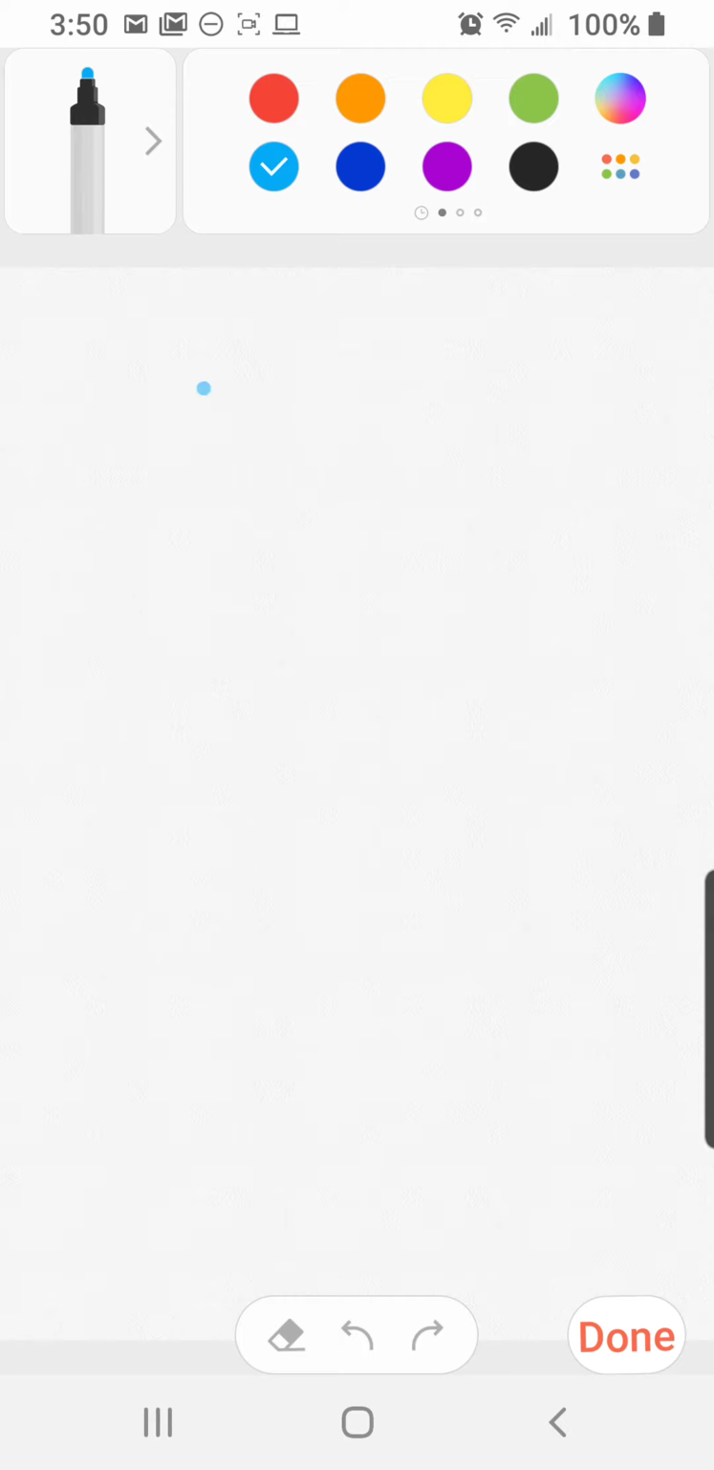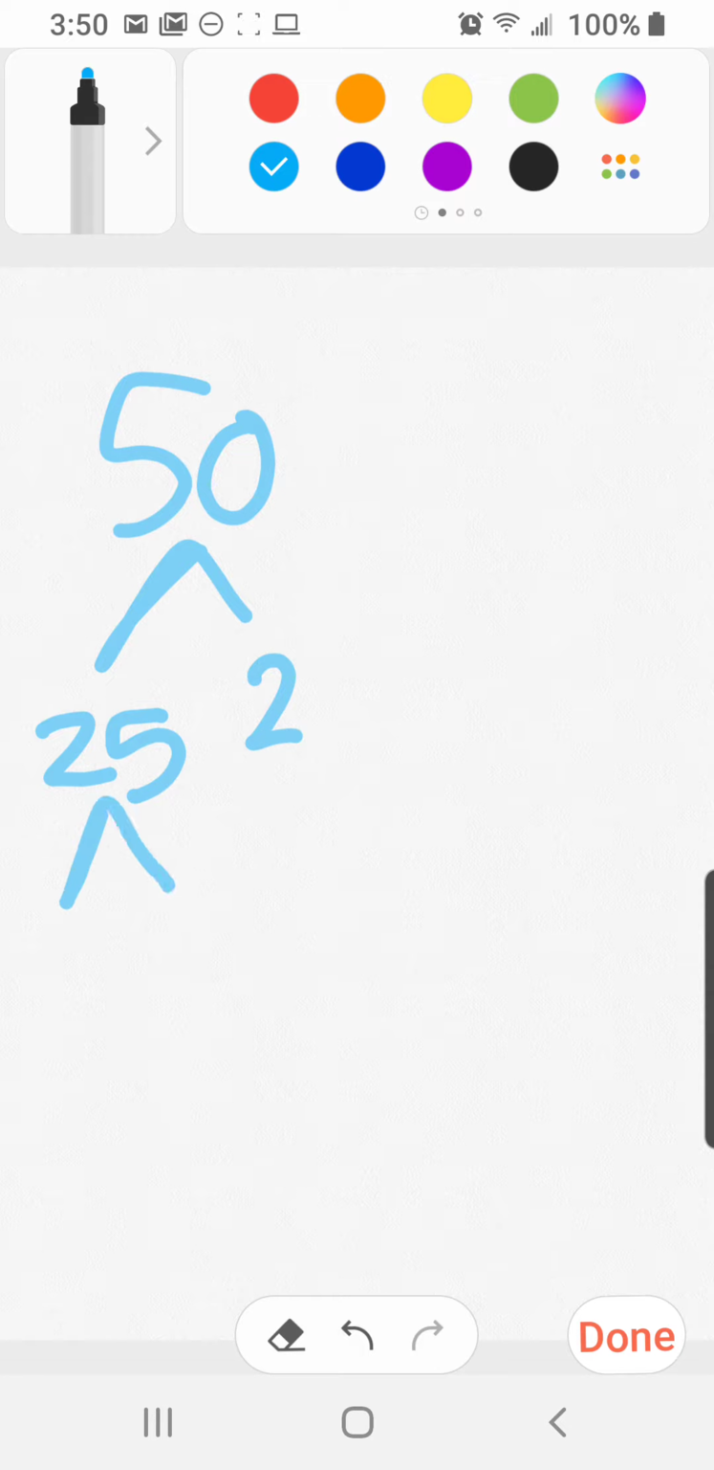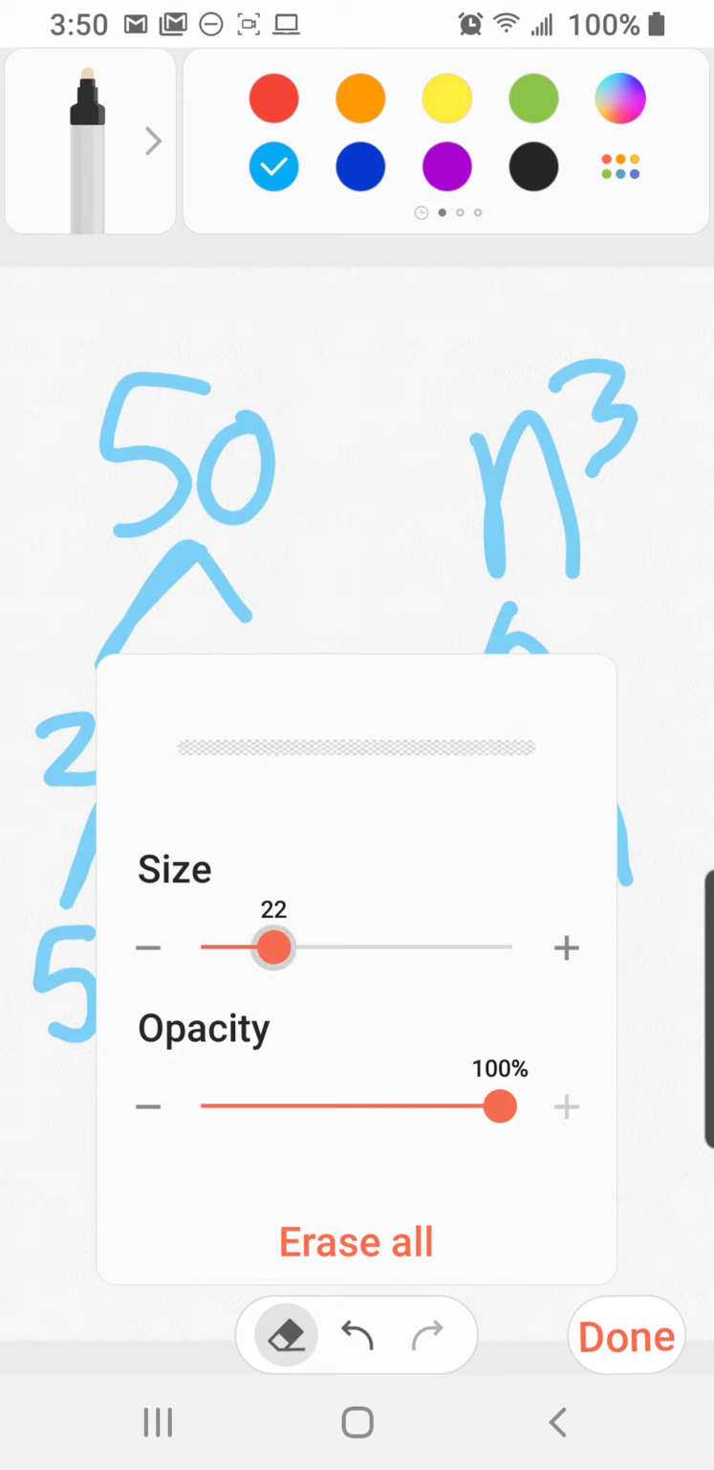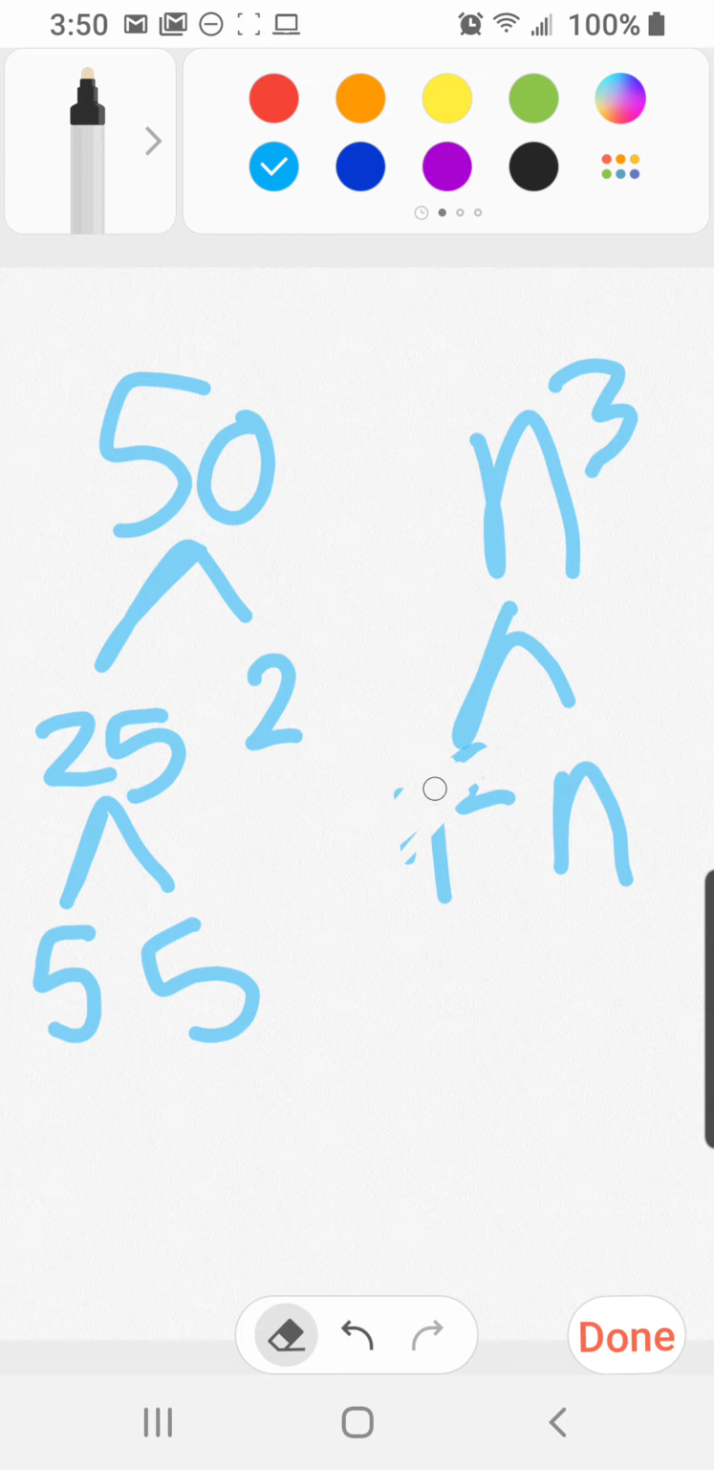So now I have 50, with 25 dividing into 5 and 5, and I have n to the third dividing into n squared and n. Actually, instead of doing n squared, can I make that bigger? Cool. Instead of doing n squared, and y'all are going to see that I'm learning too. Van a ver que también estoy aprendiendo yo. I'm going to put n and n and n. Voy a poner n por n por n.